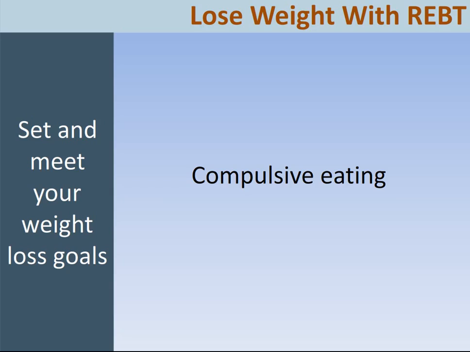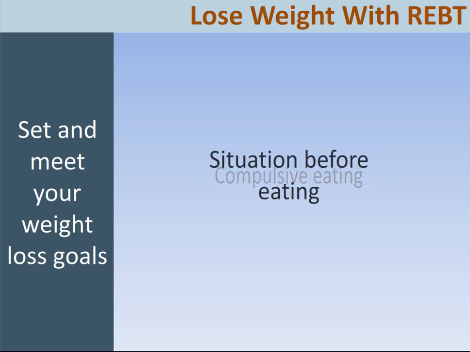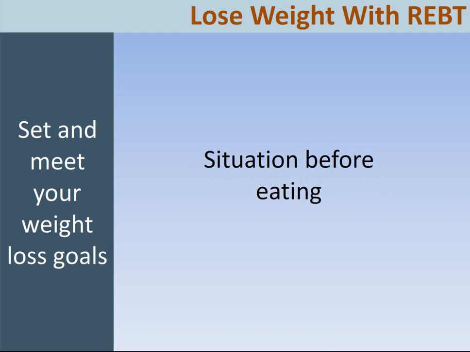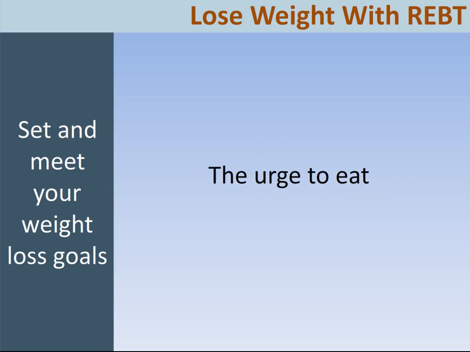Now we go back to A. A is the situation you were in right before you compulsively ate, and we'll assume you wake up in the middle of the night and you have the urge to eat. So at A, write, I have the urge to eat. So at A, you have the urge to eat, and then at C, you compulsively ate.